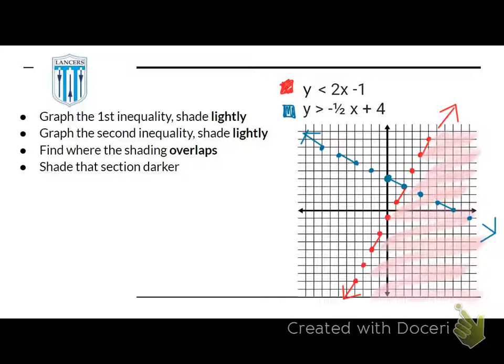Now, when we shade for the second line, you have to ignore the first one. Ignore the fact that there's a line there. Ignore the fact that there's some shading there. And we are just focusing on shading above the second line. Again, making sure it's nice and light. You still want to be able to see the other line. We don't want to make it really dark so that we can't see what we did before.